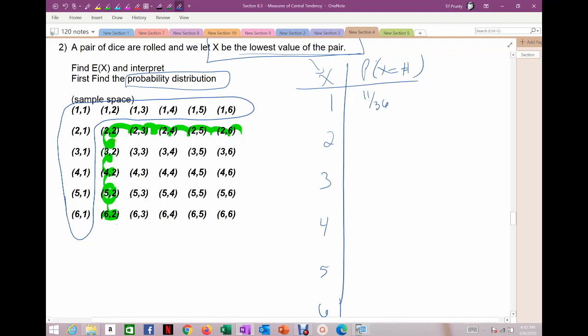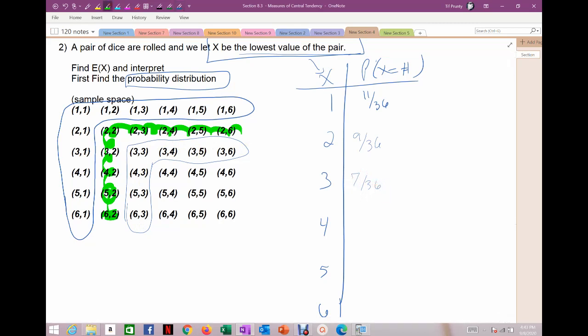So I count 1, 2, 3, 4, 5, 6, 7, 8, 9. 9 out of 36. 3 is the smallest number as long as it's not paired with a smaller one. Basically the pattern is it kind of goes over in these little L shapes. Right? 3 is the smallest number in all of those. 3 is smaller than 6, 3 is smaller than 5, 4, 3 is the smallest if it's the only one there, and 4 and 5 and 6. And so you count those, it's 7 out of 36.